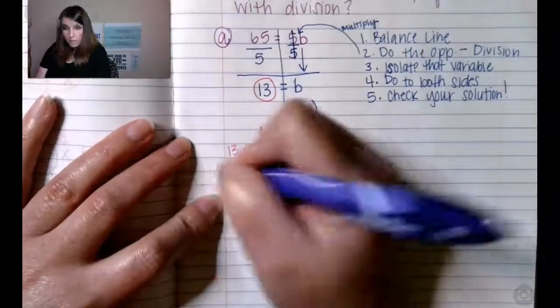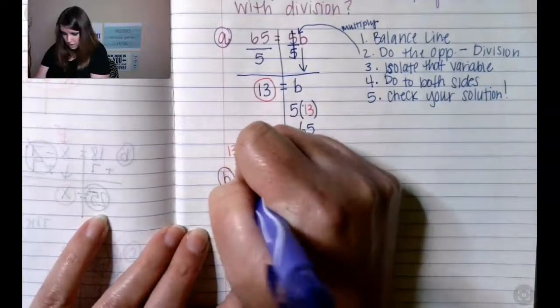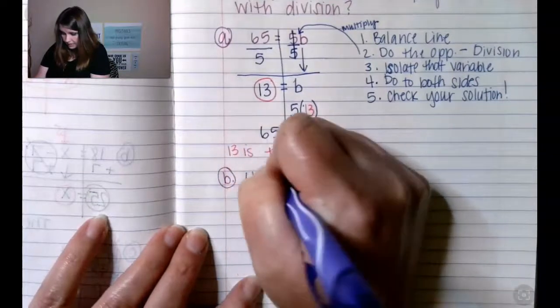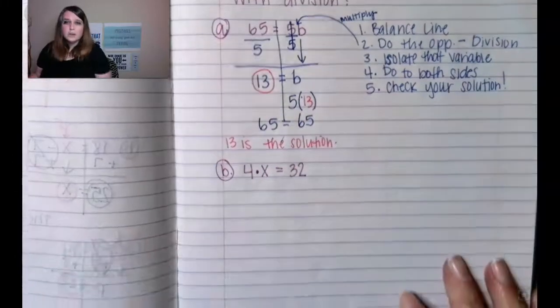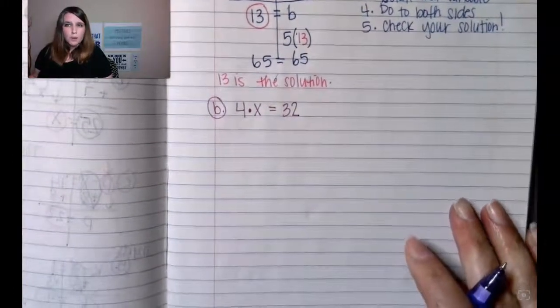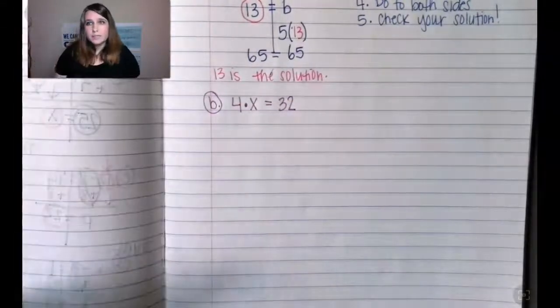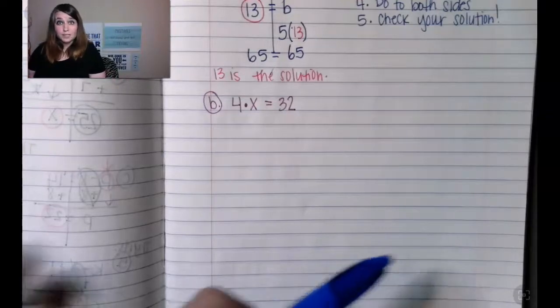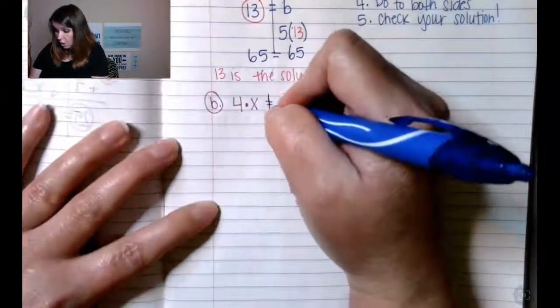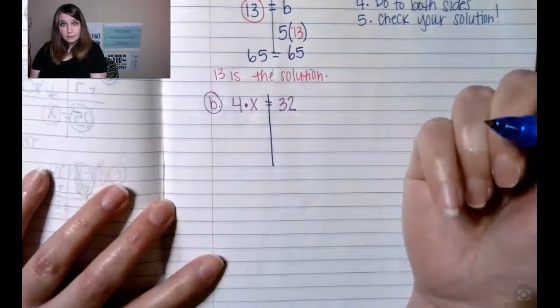All right, let's do another problem together. Problem B says 4 times x is equal to 32. Again, I know that you can look at this problem and probably figure out what x is just by looking at it, but I want process. Process over answer. We're setting ourselves up for doing the hard work, and I promise you the hard work is coming. So, process over answer.